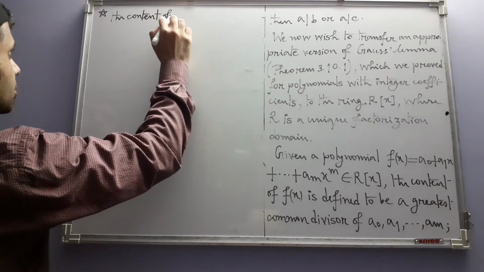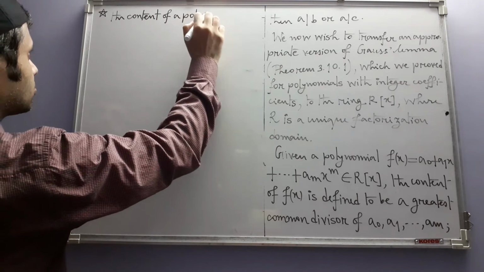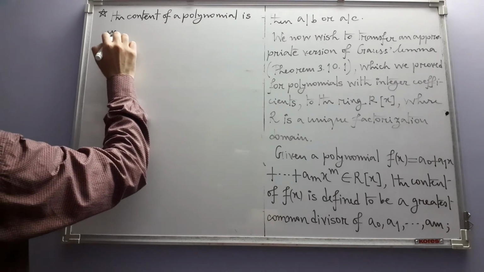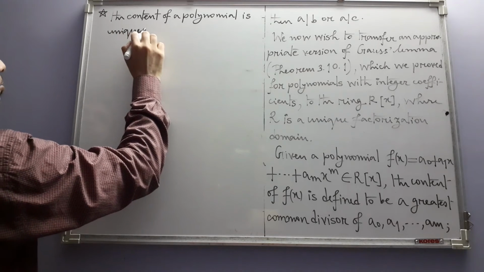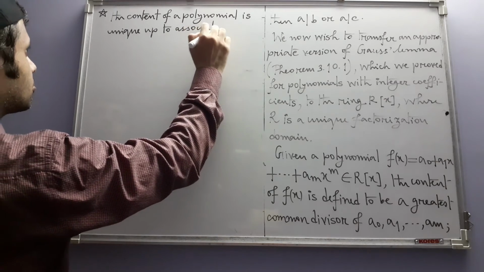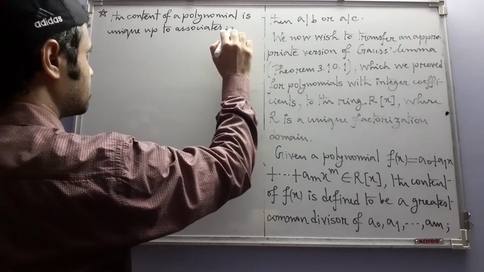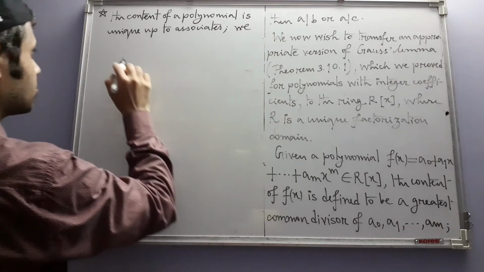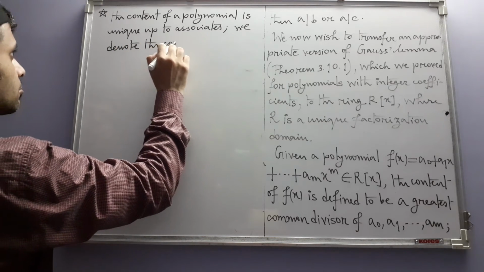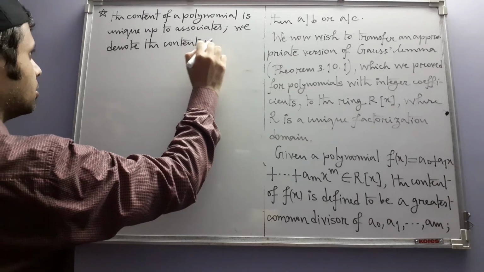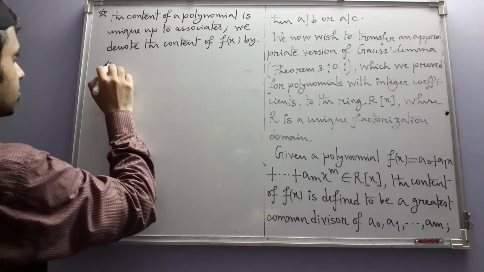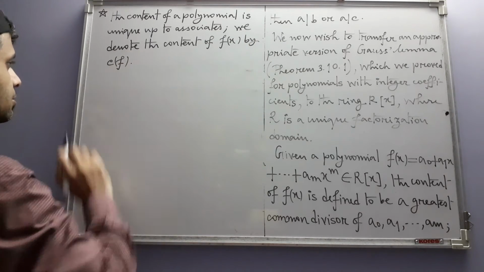The content of a polynomial is unique up to associates. We denote the content of f(x) by c(f), c of f, that is content of f.